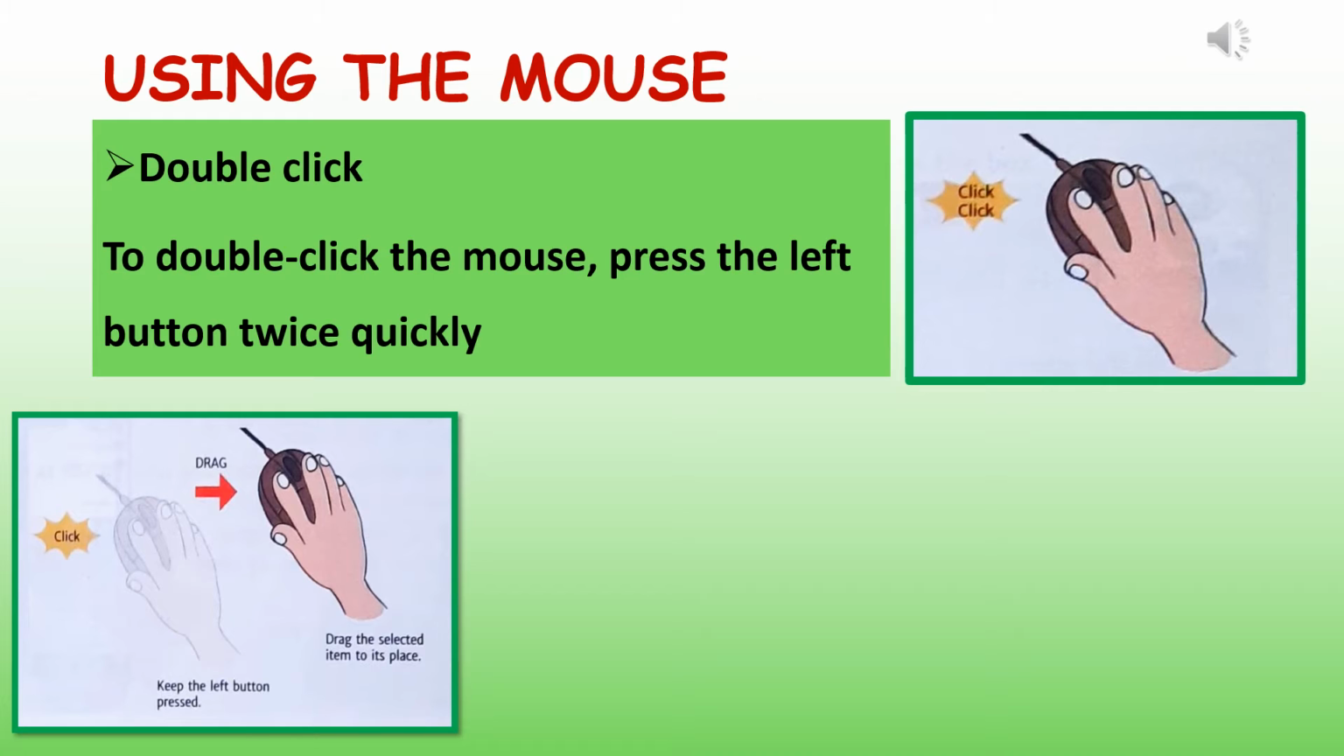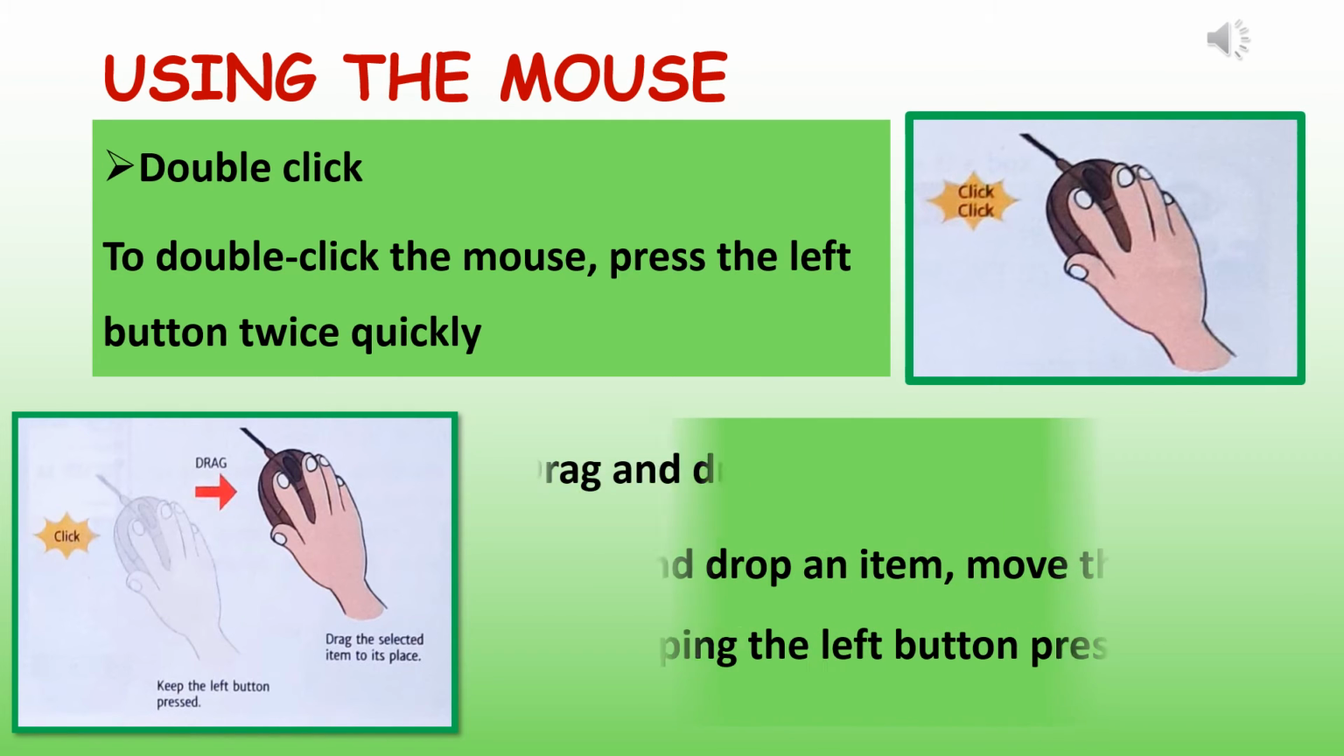If you do a single click, it will only select that file. But when we do a double click, then it will automatically open that file. This is just one example. So when you click the left button twice quickly, we call that a double click.